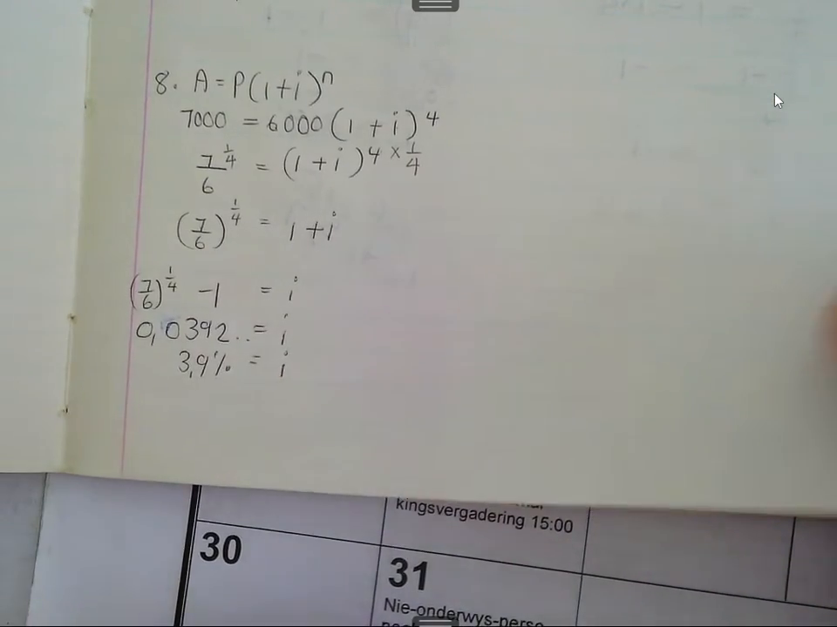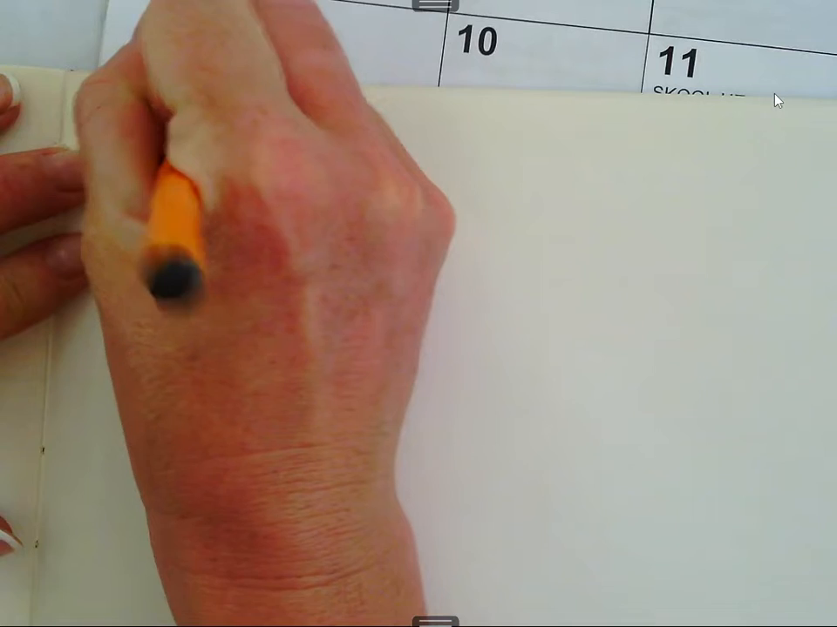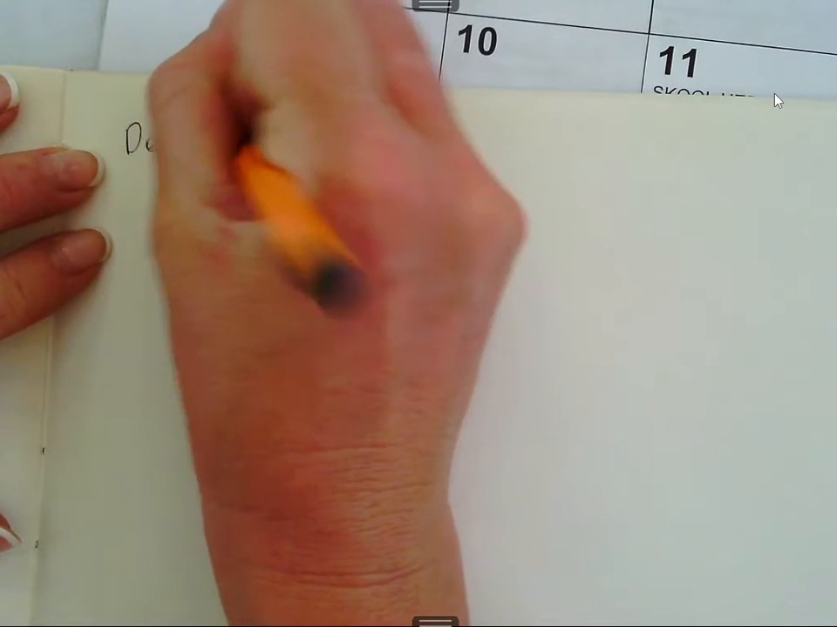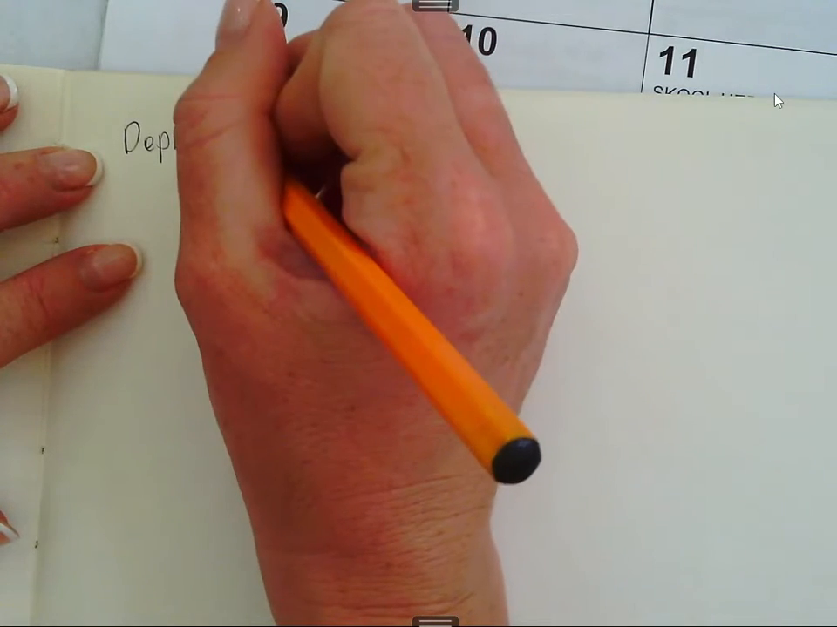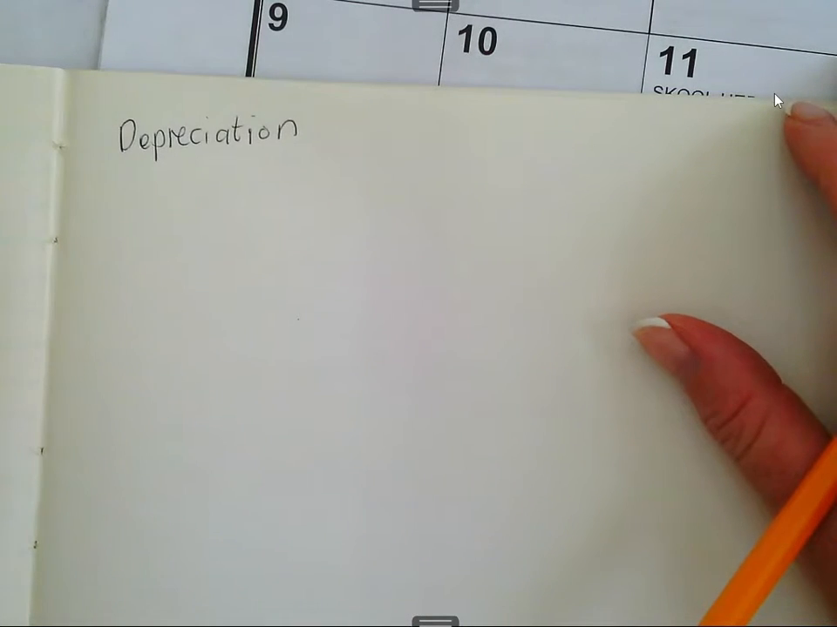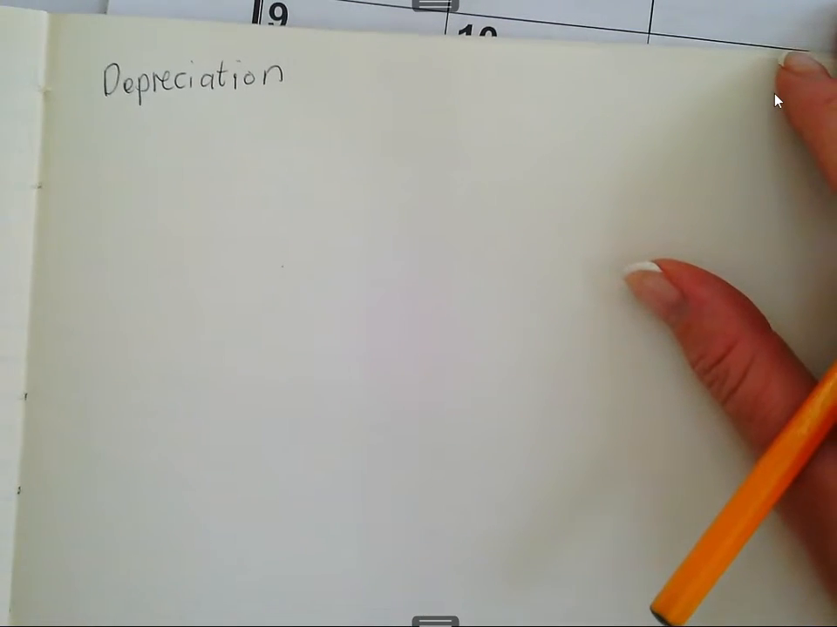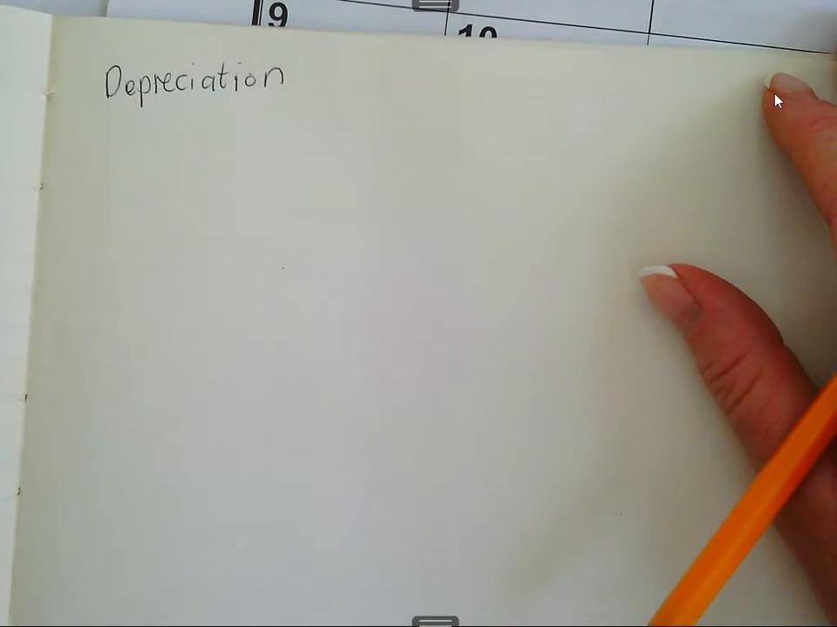Are you all done? Okay, you can draw a line and write a heading. Depreciation.